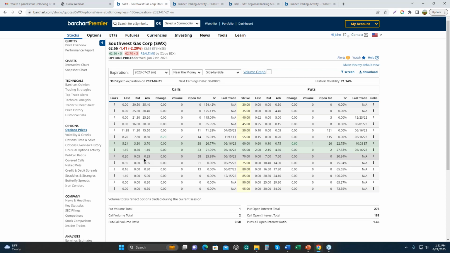So that would lower the cost of my initial investment. And I could do that in Southwest Gas two times between now and October. Now, this trade can be a little bit tricky. This is called a calendar spread trade.